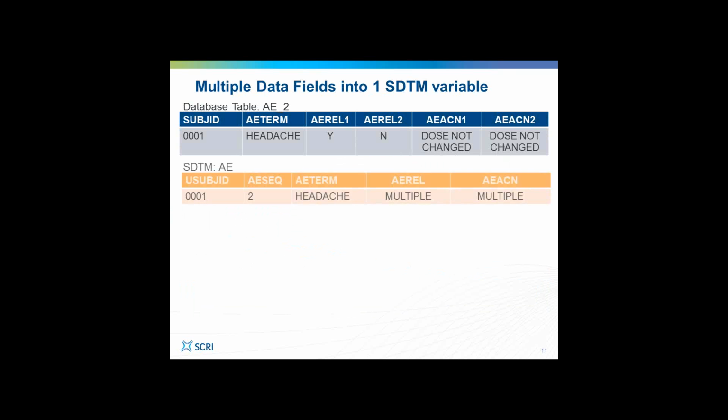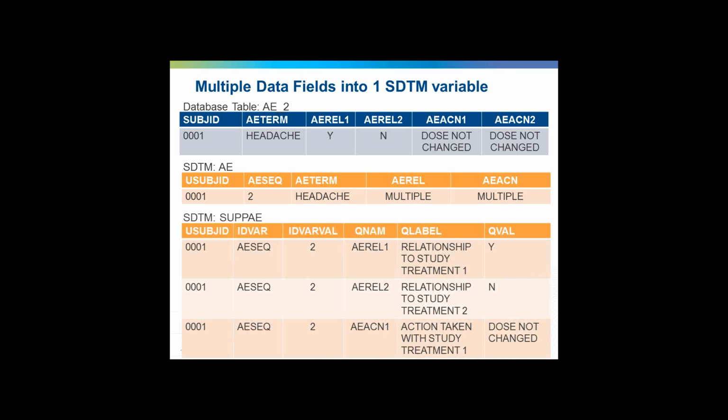So the way I recommend here is for the SDTM dataset, the AE domain, what you have for the relationship is multiple, to denote multiple drugs that you're looking at. And same for the action taken. And then in your supplemental qualifier, the SUPPAE dataset, you will have the relationship for each drug separately. For example here, in the first two rows, AEREL1 denotes the first drug, it's a yes. And AEREL2 denotes the second drug, it's a no.